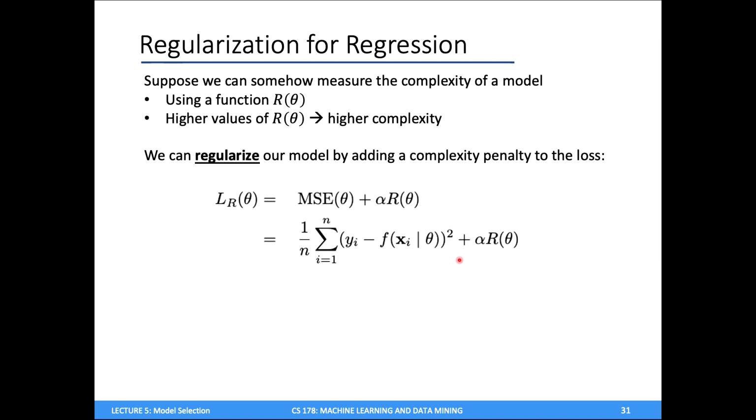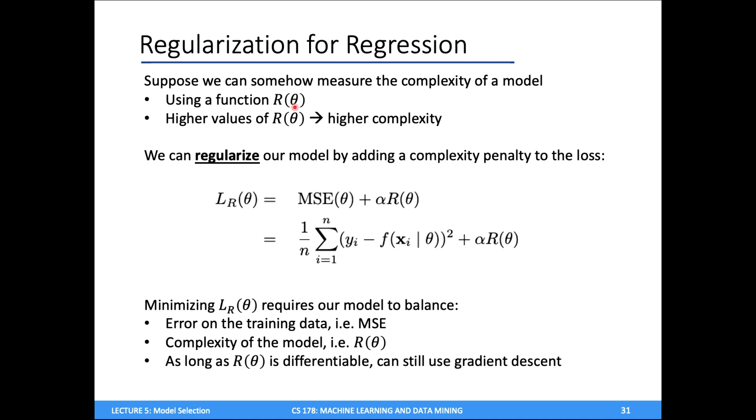Writing out the MSE, this is the same thing I had on the previous line. And the idea here is that this new loss function, L sub r, is something, again, that we would like to minimize, just like how we would like to minimize the MSE for regression. But in order to make this L sub r of theta as small as possible, it requires our model to do two things simultaneously.